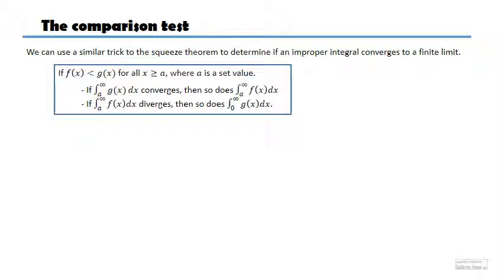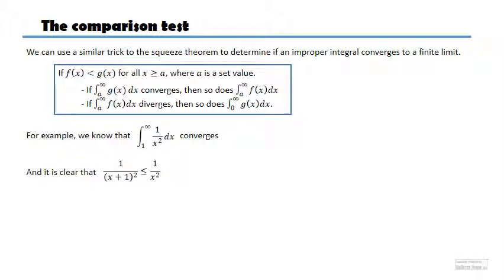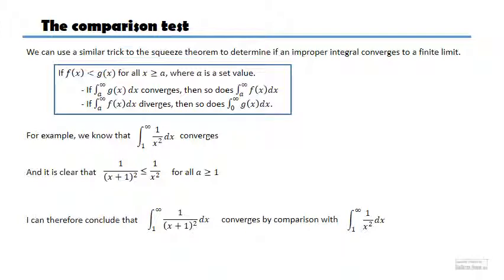Now, this comparison test is something that we are going to be using to solve improper integrals. For example, we saw this one here, right? The integral of 1 over x squared dx, we know that this thing converges to 1, right? So if this thing converges to 1, we know this thing converges. Now, if I have this thing here, well, this is smaller than this because I'm always adding 1 here, so the denominator is going to be a little bit bigger all the time. So this expression here is smaller. And since this thing is smaller than this, and this thing converges, I can conclude that this thing converges by comparing it with this one.